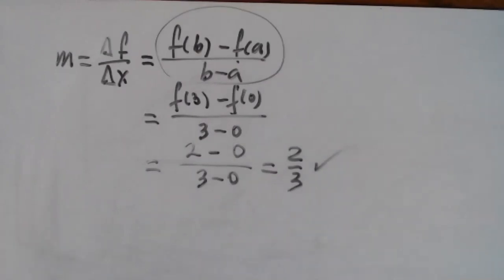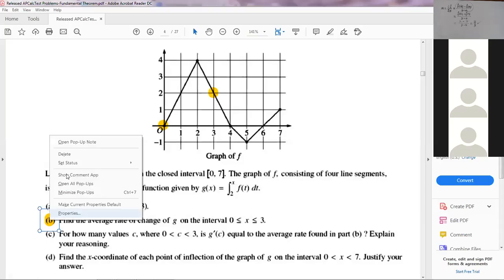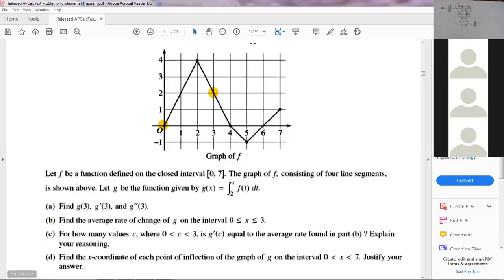Okay, let's see the last portion of this problem, right? Okay, right here, this one, delete. So I need to do this one right here. For how many values of C where C is between 0 and 3, is G prime equal to the average rate found in part B? Explain. So this is the situation where you have to explain why or why not you have a tangent that is parallel to this line.